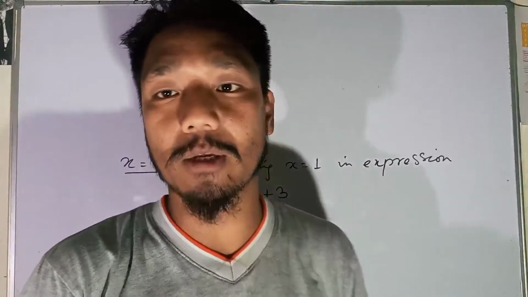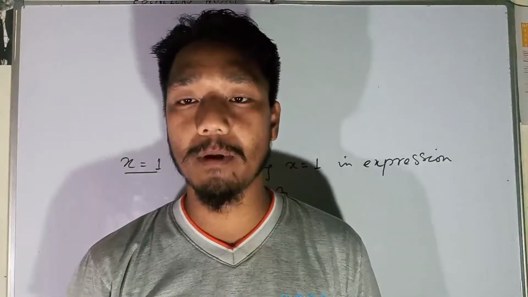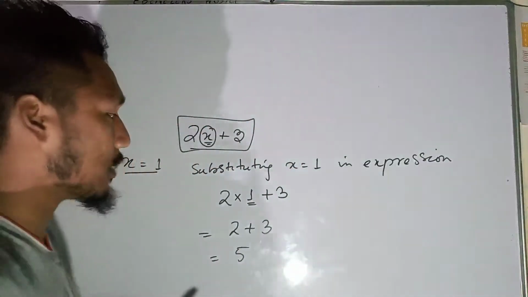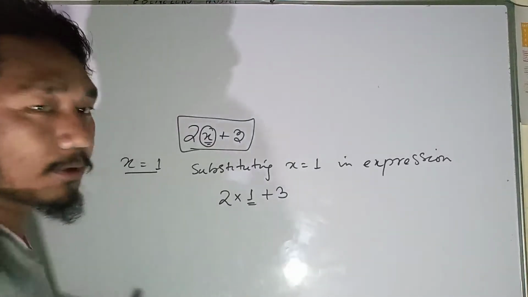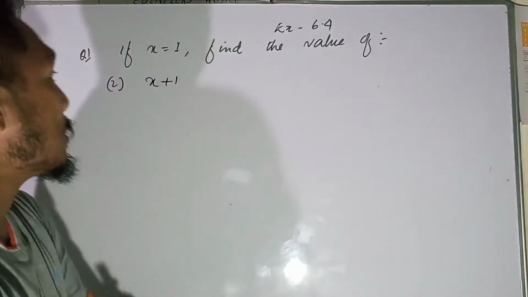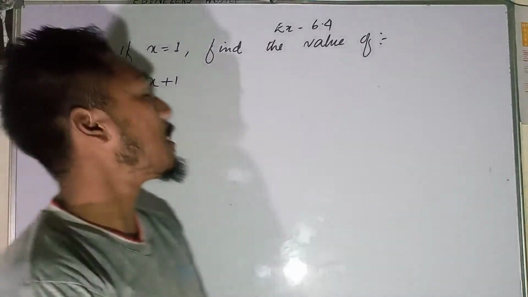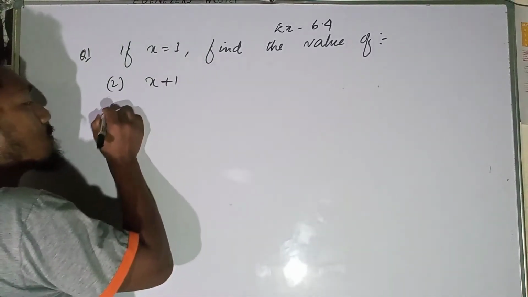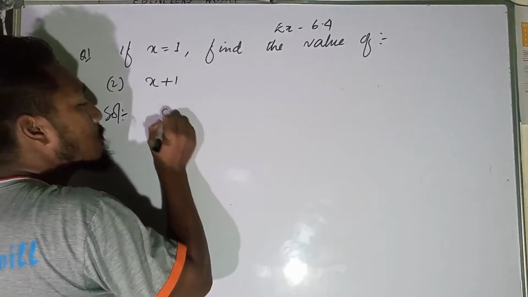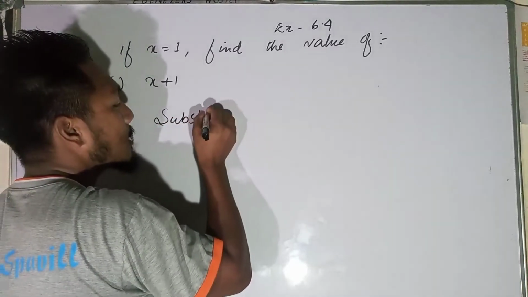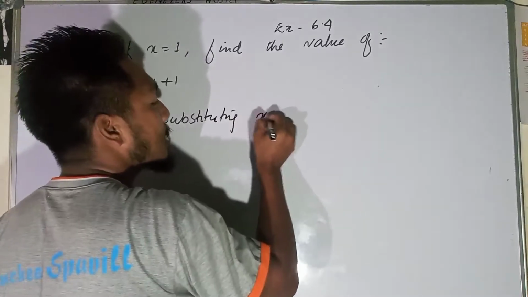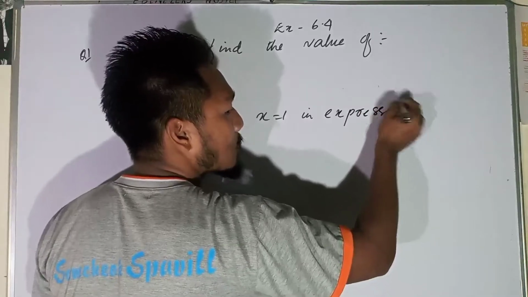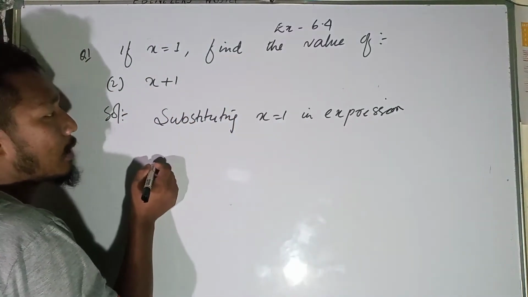In this way we are going to solve the problems, and that is exercise 6.4, algebraic expressions. So let's go to the chapter. Now you see the question is: if x is equal to 1, find the value of x plus 1. Our solution here is to substitute x is equal to 1 in the expression.